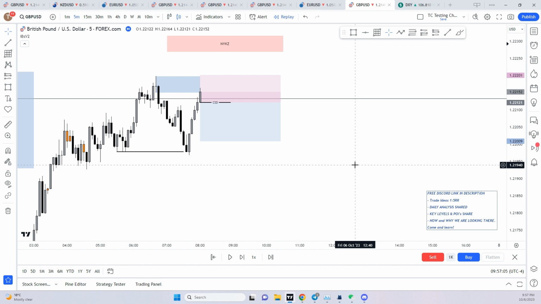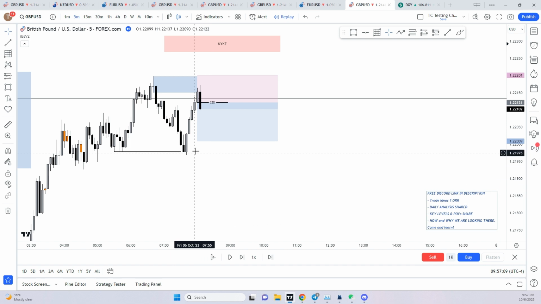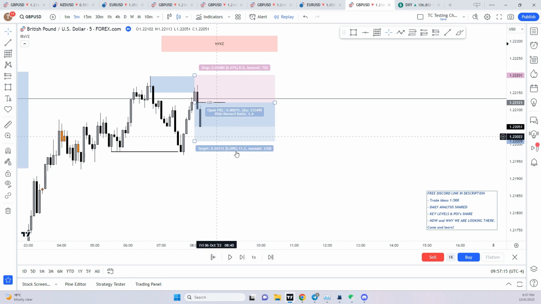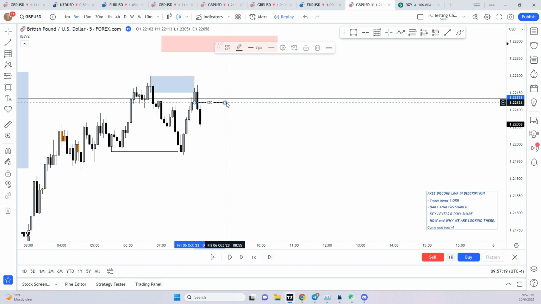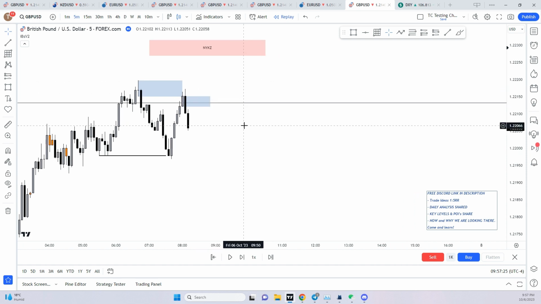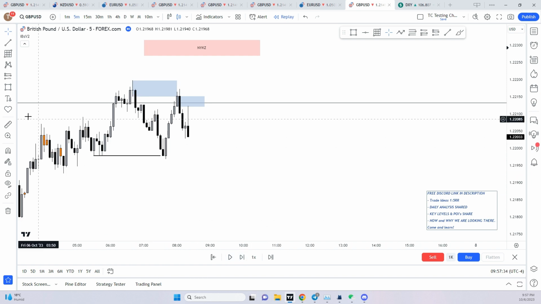market is printing. So as you can see, we get tagged in there nicely, a nice strong body close, and we continue to push down. Now, if you didn't take this entry, you could also look to take the confirmation entry as such. Just select this POI here, as it is a bullish candle that's engulfed with a selling candle. Very, very nice looking POI.